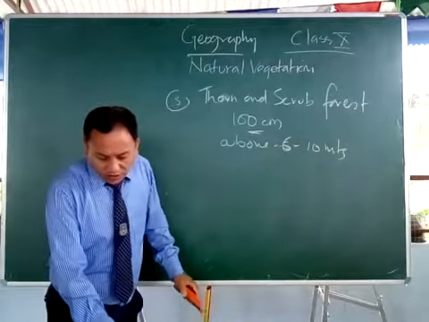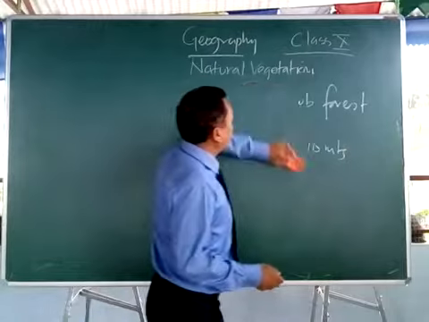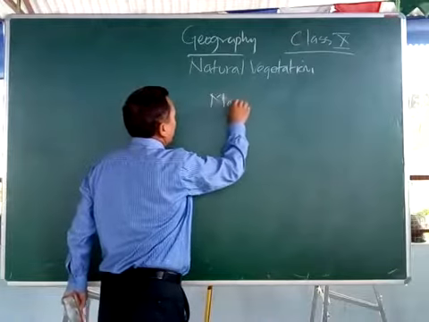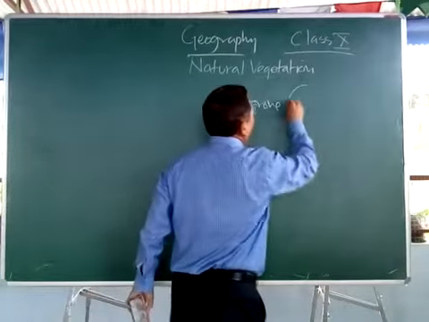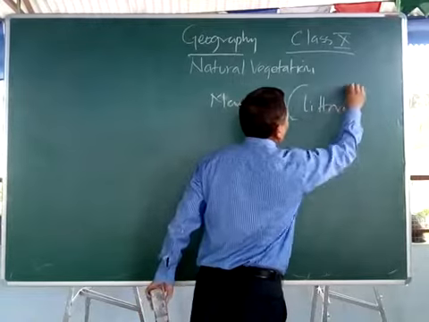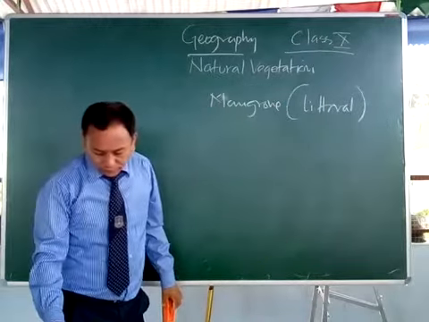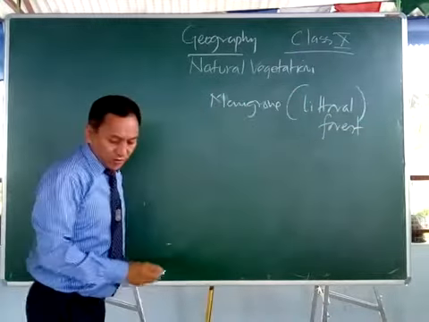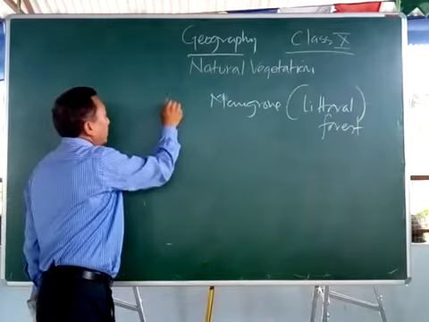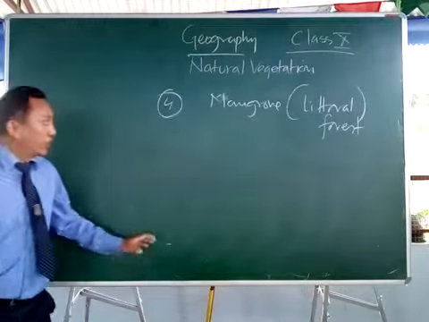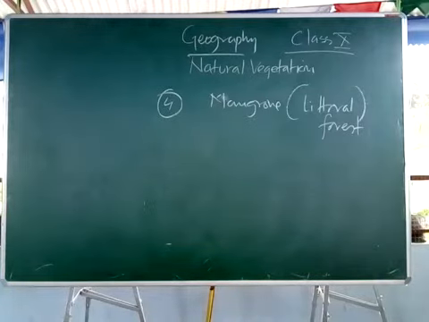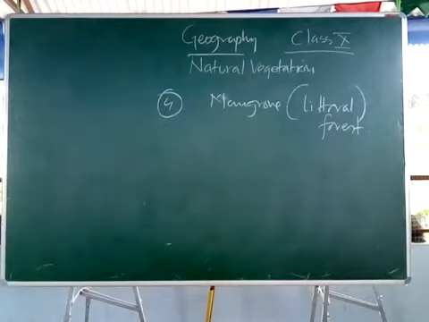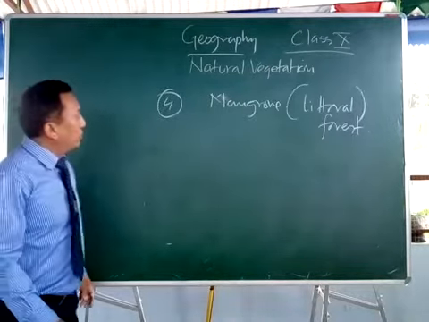Then we move to the second last aspect here, that is the mangrove, or littoral forest. The fourth one is the mangrove or the littoral forest. Okay, let's now see this one.